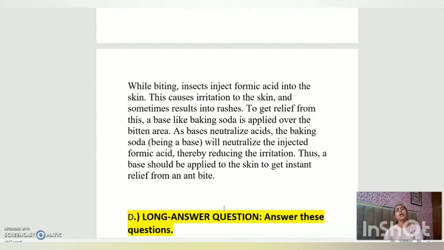Student, if any bee bites you, you can apply baking soda on that, then you feel a little bit relaxed, or literally you feel very much relaxed, right? As a base neutralizes acid, the baking soda being a base will neutralize the injected formic acid, thereby reducing the irritation. So student, this is the reason that a base should be applied to the skin to get instant relief from an ant bite, right? The word will be instant relief.